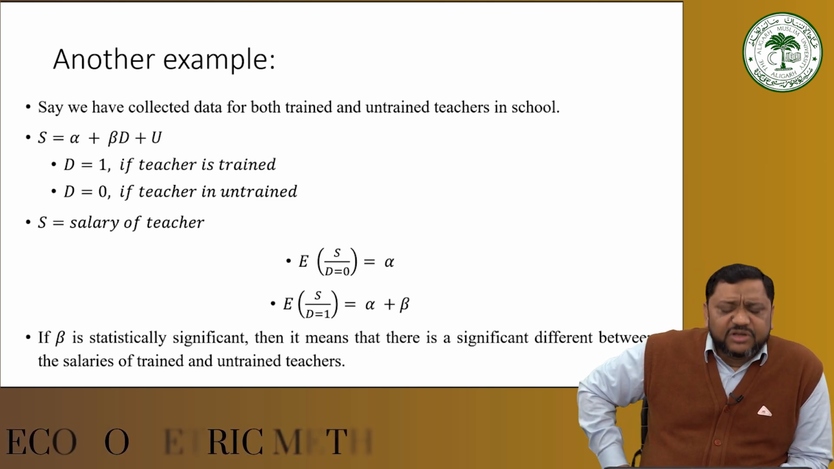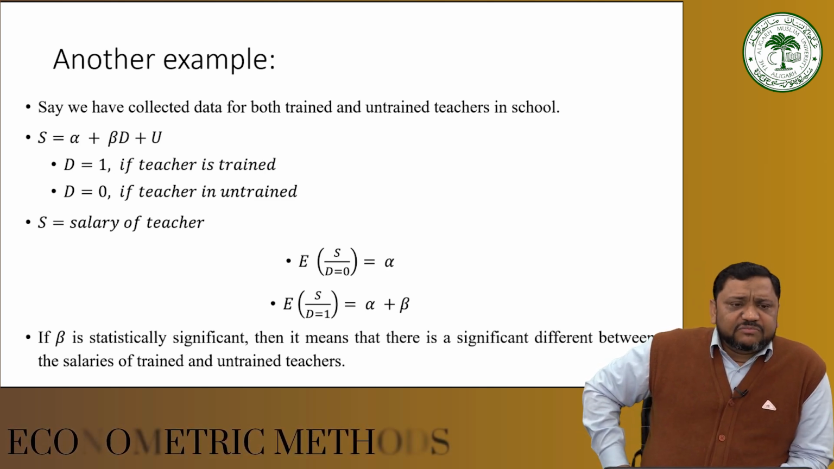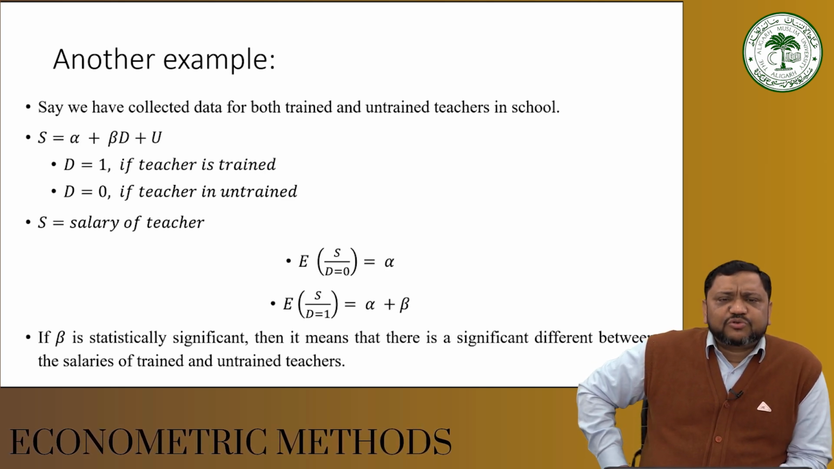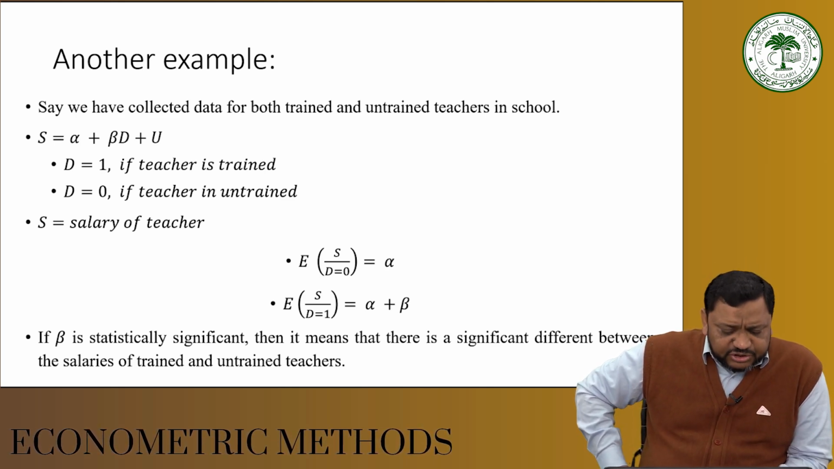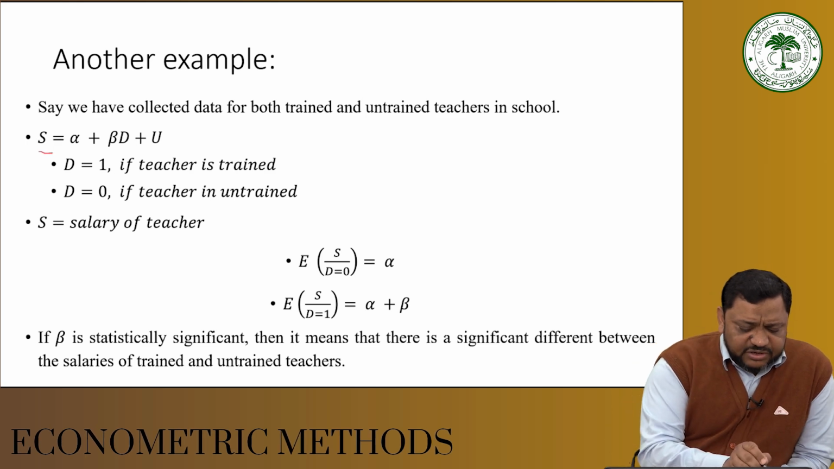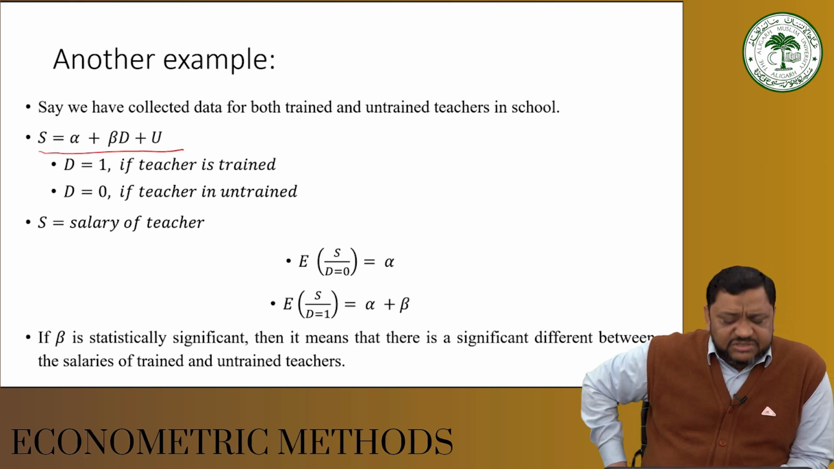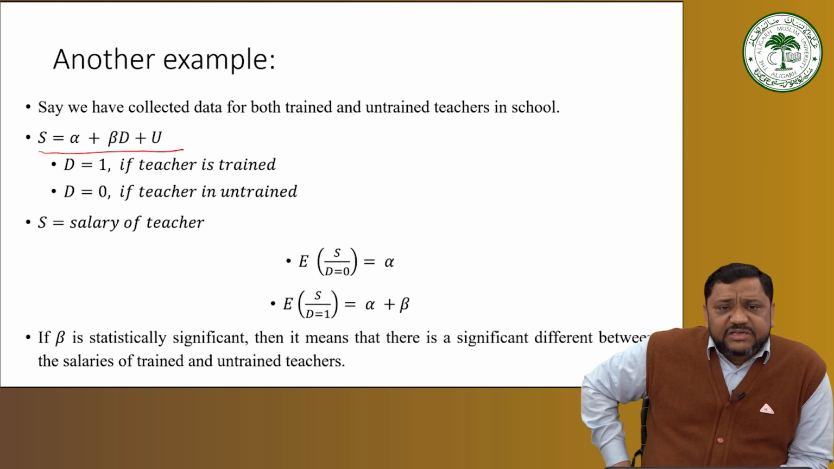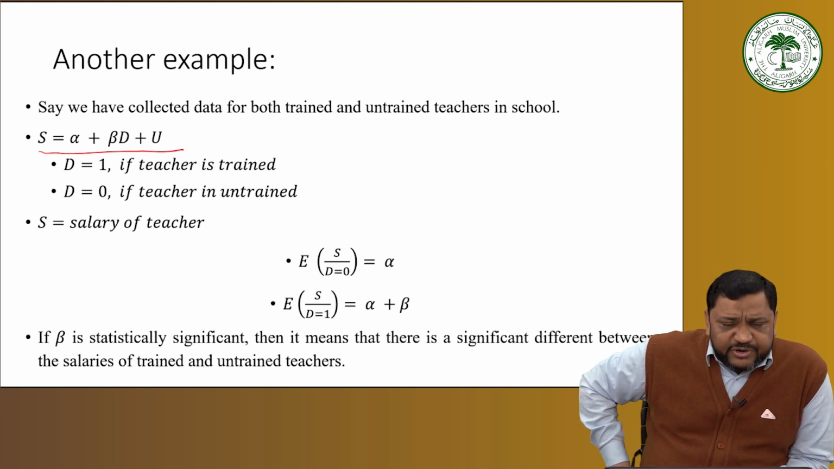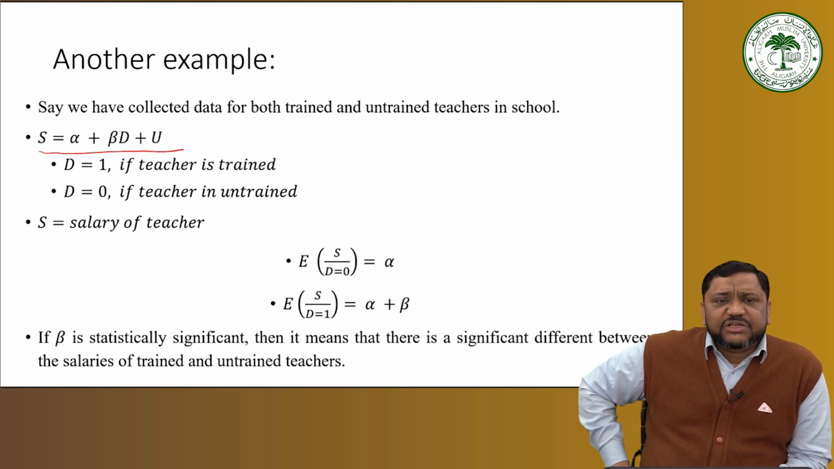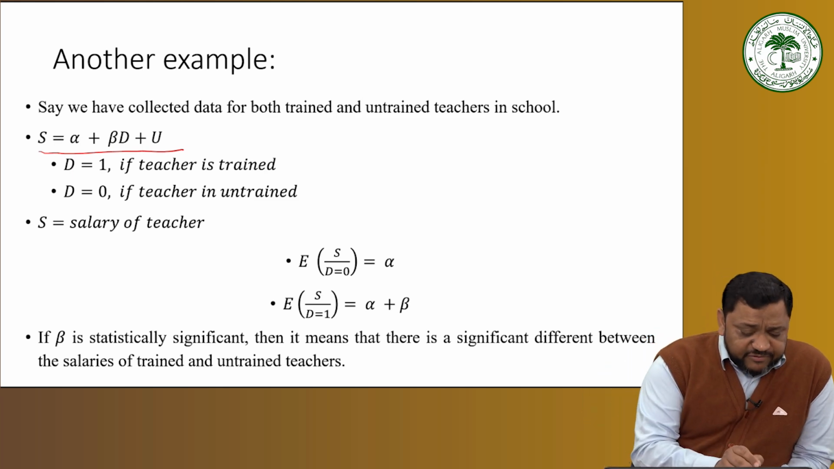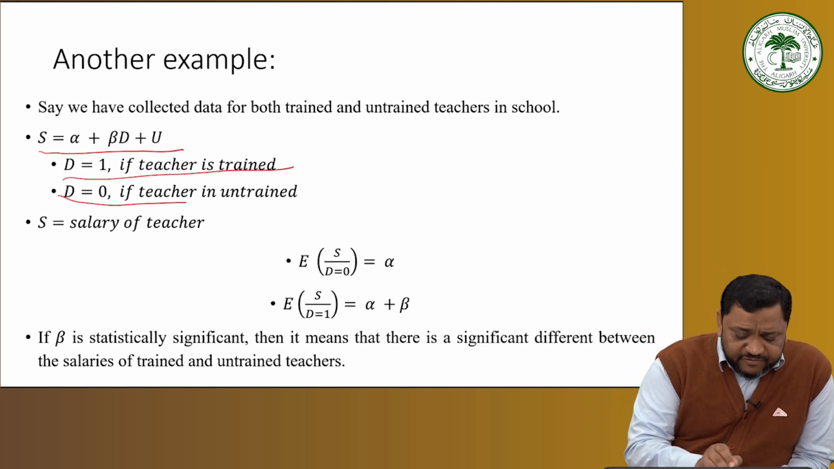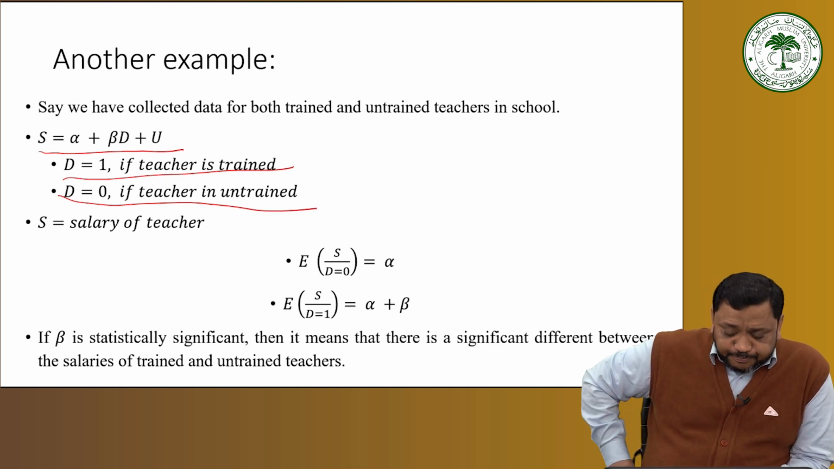Another example for your illustration: say we are studying the salaries of teachers in a school. They are trained and untrained teachers. So we have this equation, S, that is the salary, is equal to alpha plus beta d plus u. D is a dummy for whether the teacher is trained or not. So D will be 1 if the teacher is trained, and D will be 0 if the teacher is not trained.